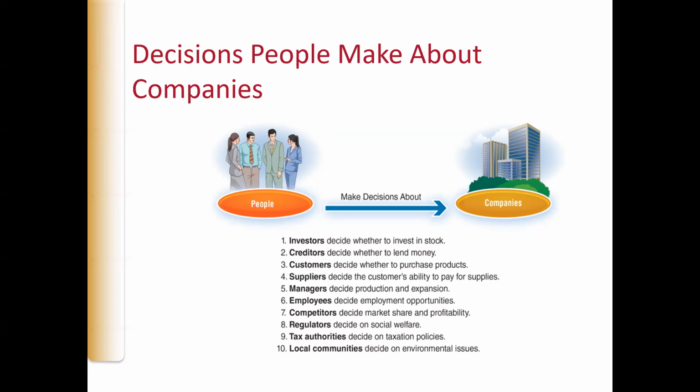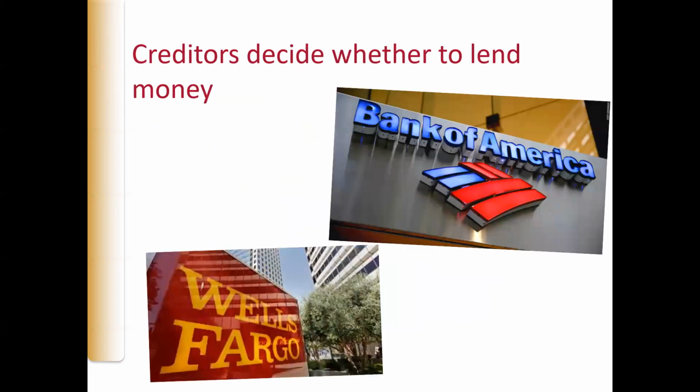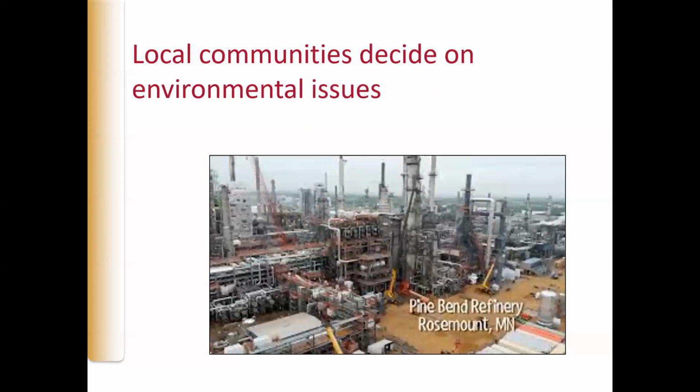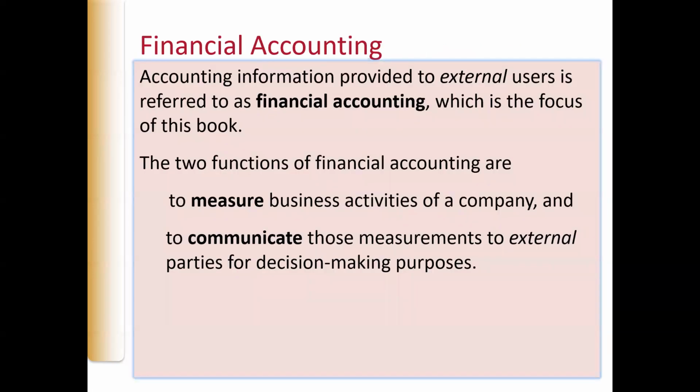Employees decide where they want to work. Competitors look at market share. Regulators have to decide on social welfare. Tax authorities on policies. And local communities on environmental issues. We're all making decisions all the time. Whether to invest, or lend money, what type of environmental conditions.